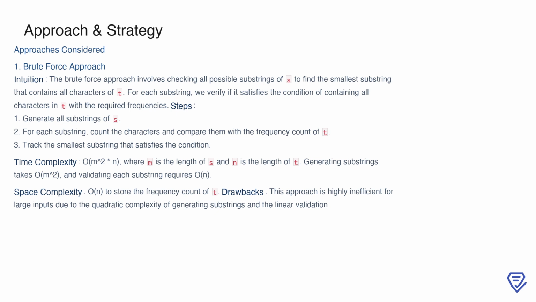However, while this approach is conceptually simple, it is computationally expensive. Generating substrings alone has a quadratic time complexity, and validating each substring adds another layer of computation. As a result, this method becomes impractical for larger inputs, making it clear that we need a more efficient solution to handle real-world scenarios effectively.